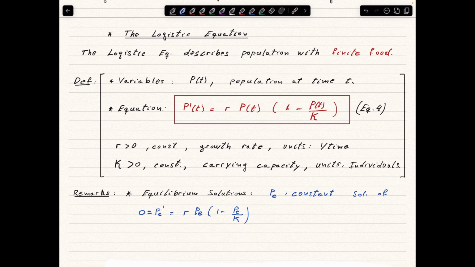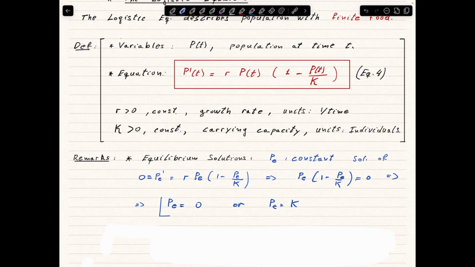So from here we get that P equilibrium multiplied by 1 minus P equilibrium over K has to be 0. And that means what we said: either the equilibrium solution P_E is equal to 0, or P equilibrium is equal to K. So yes, this equation has equilibrium solutions, and these are the two equilibrium solutions.